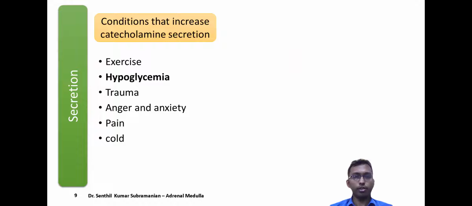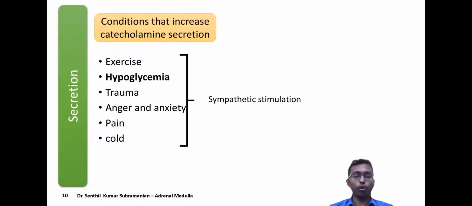There are various conditions that can increase catecholamine secretion, namely exercise, hypoglycemia, trauma, anger, anxiety, pain, and cold, out of which hypoglycemia is a very potent stimulus for secretion of catecholamines from adrenal medulla. All these conditions can stimulate catecholamine secretion through sympathetic stimulation.